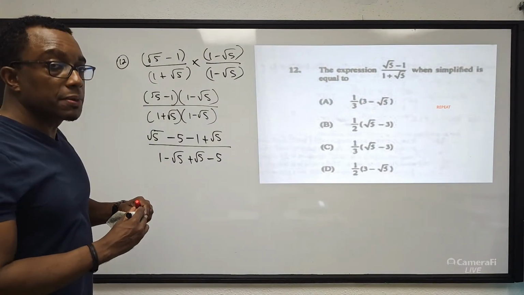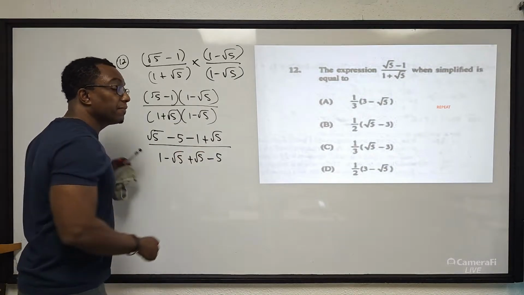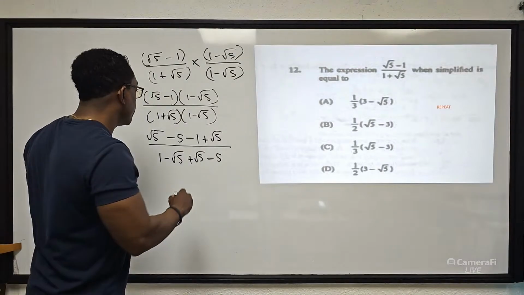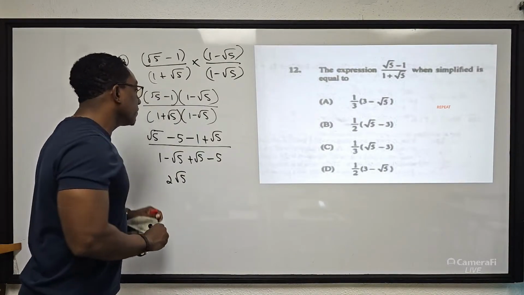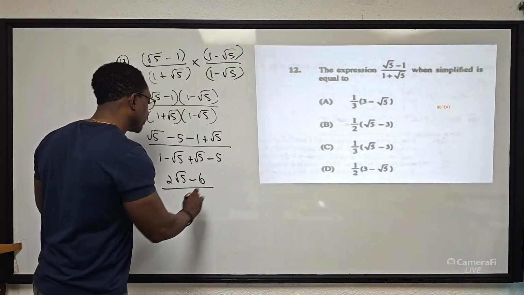And of course, I'm going to simplify both numerator and denominator. My like terms are the square root of 5. I have like surds, so I can add them. The square root of 5 plus the square root of 5 is 2 root 5, and negative 5 subtract 1 is negative 6.